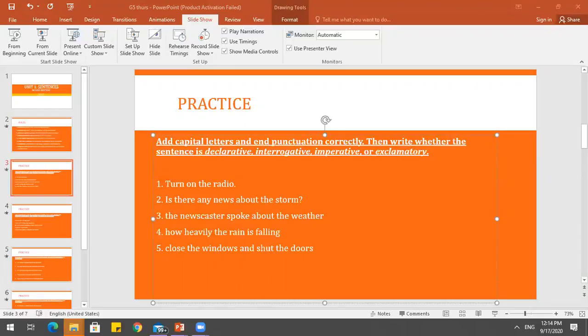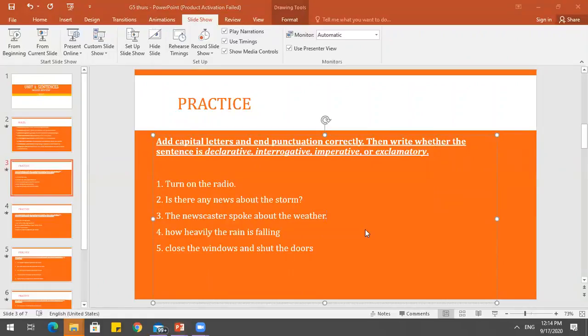The newscaster spoke about weather. All right. The T is capital. Capital T, very good. It's a declarative sentence. So the end punctuation should be? Period. Very good. Okay.